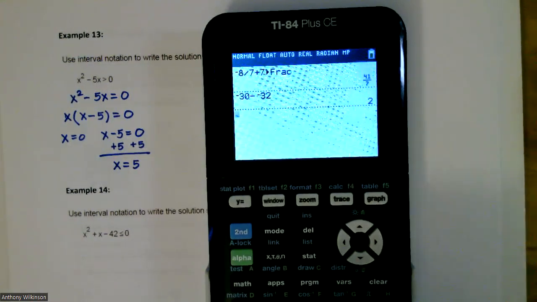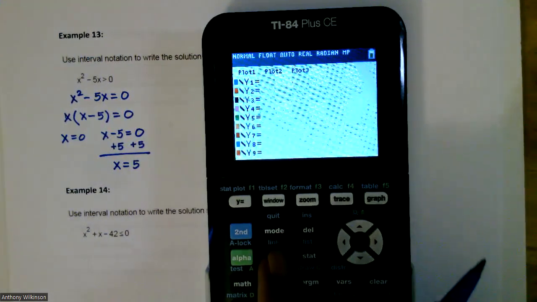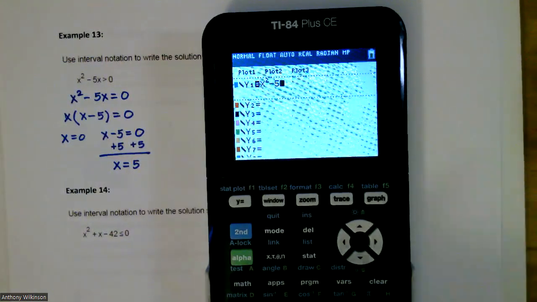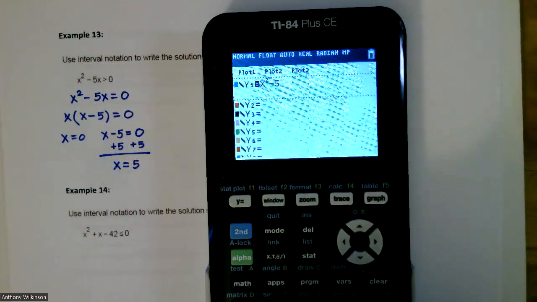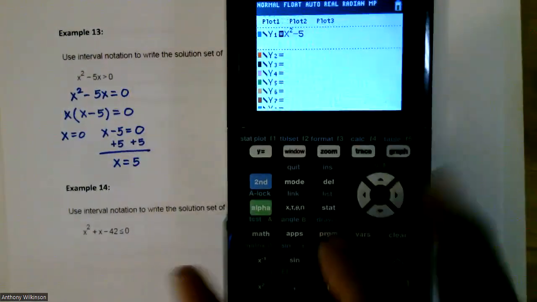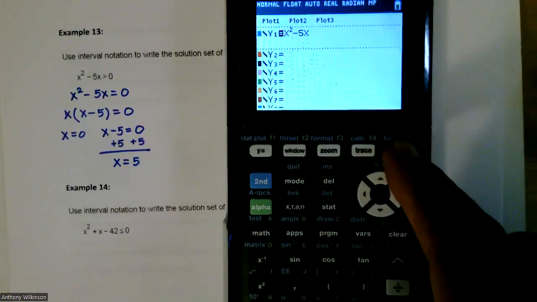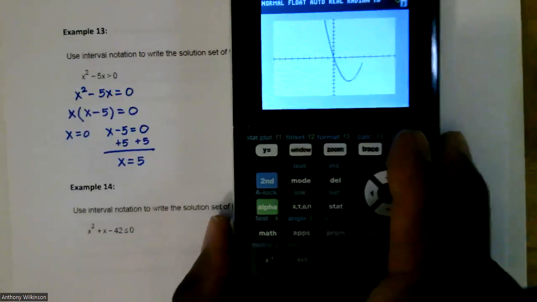Now, if I use my graphing calculator, go to y equals, let me clear this out. I'm going to type in that x squared minus 5x. The way I did that, I get the x and then hit x squared to square it, and then minus 5 and then get the x. I'm going to graph this.